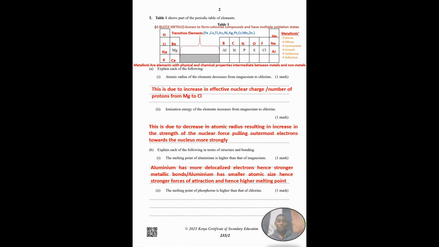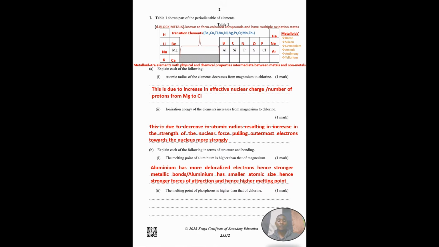The melting point of phosphorus is higher than that of chlorine. Looking at the position of phosphorus, phosphorus is position 15 in the periodic table and chlorine is position 17. For phosphorus the electronic arrangement is 2,8,5 and for chlorine it is 2,8,7. And we are being asked why the melting point of phosphorus is higher than that of chlorine.